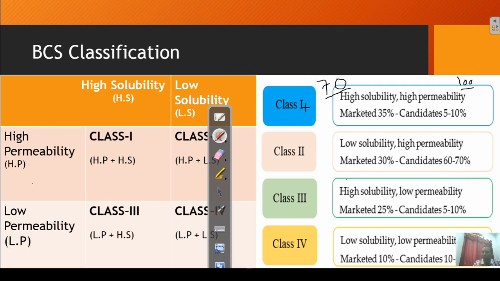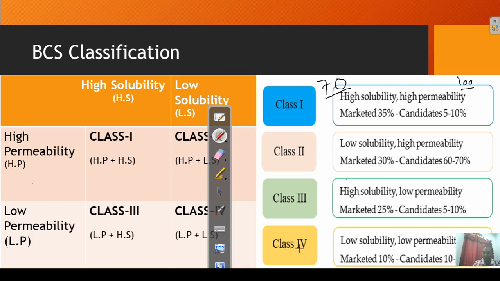So you can see here that class 1 drugs, which have high solubility and high permeability, cover 35% of the marketed drugs, whereas candidates cover 5 to 10% of the total drugs discovered up till now. Class 2 drugs have low solubility and high permeability, and cover 30% of the marketed drugs, whereas candidates cover 60 to 70% of the total drugs. Class 3 drugs have high solubility and low permeability, and cover 25% of the marketed drugs, and candidates 5 to 10%.